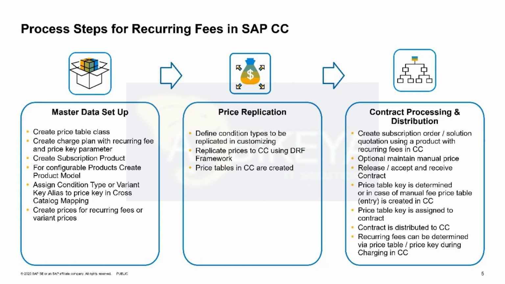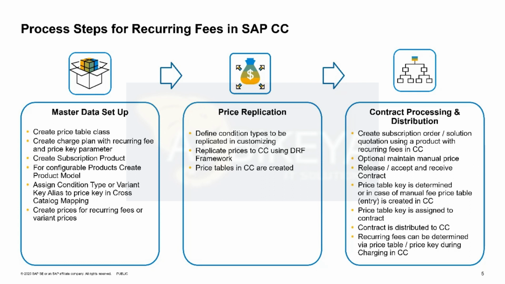So now the job in the backend is done, but still the prices are not in conversion charging. This is now our second box. Here we do price replication. In customizing, we define which condition types from the backend shall be replicated to conversion charging. After that, we replicate these prices using the DRF framework.